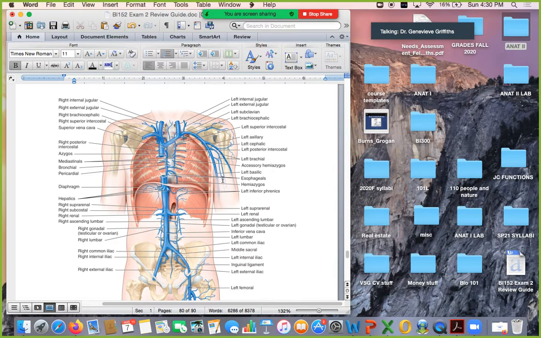As we follow up, here we have the hemiazygos, the esophageals, the bronchial and pericardial and mediastinals. That's all going to be right around the azygos region. All of those are going to feed into the superior vena cava.